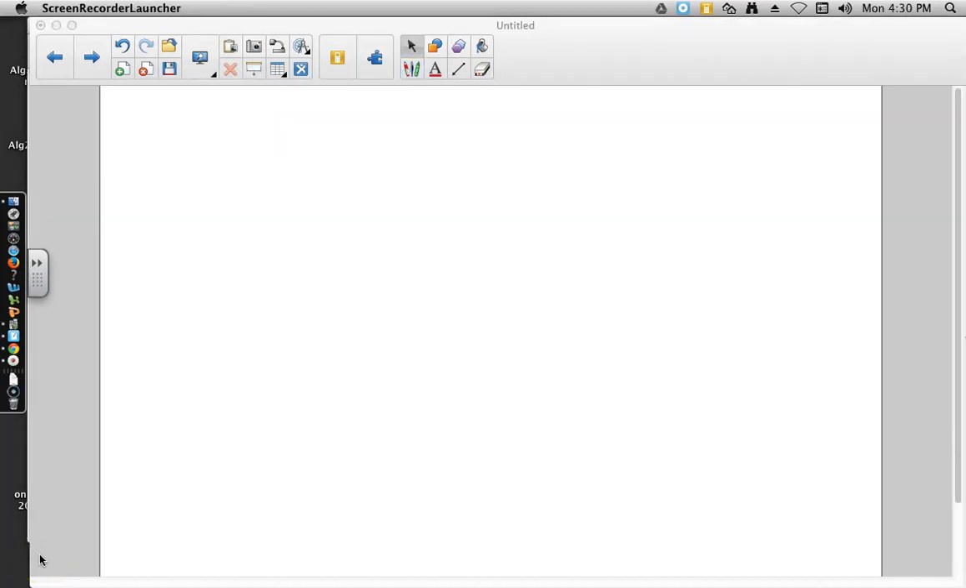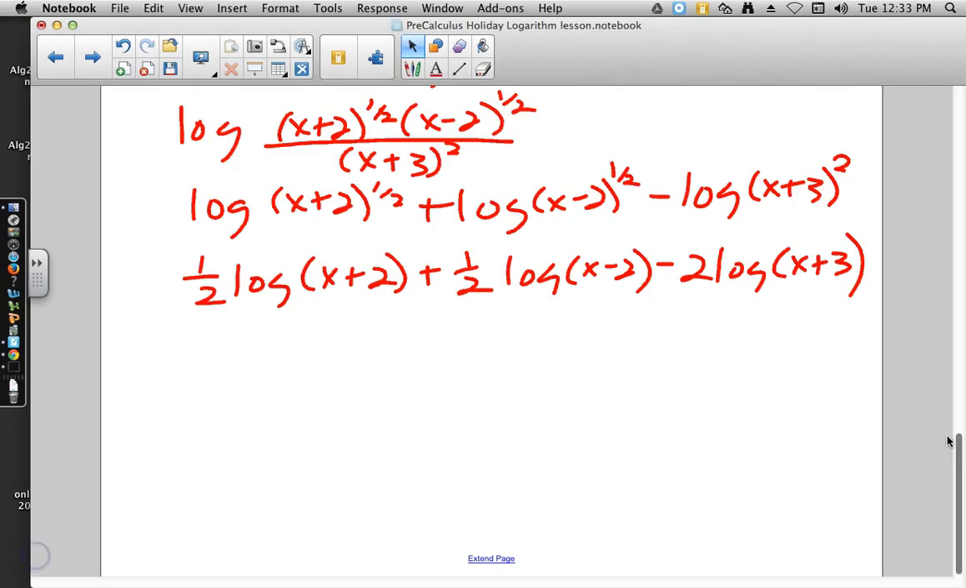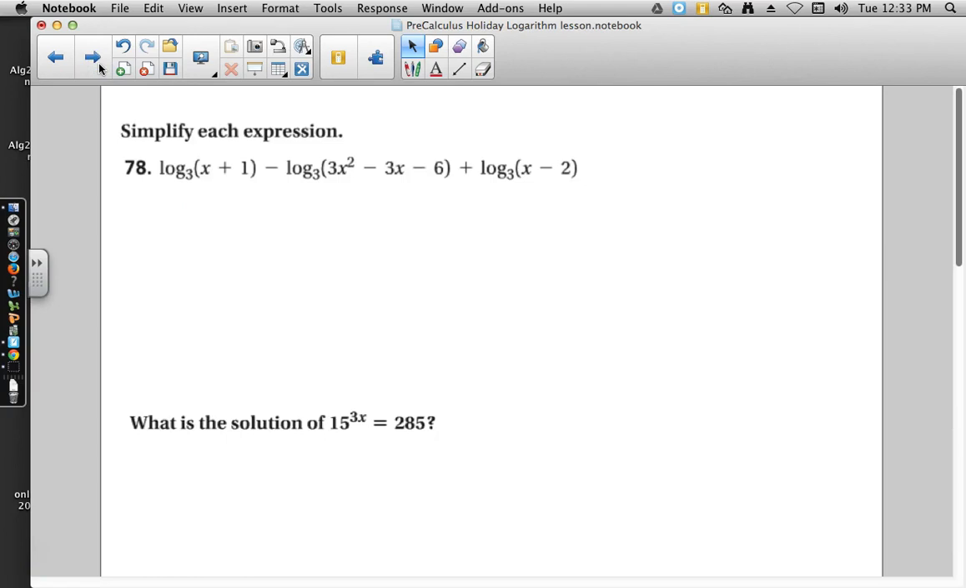For number 78 on the next page, the hidden message letter is E. E as in elephant. All right, next one up. Says simplify each expression. And so for 78, I notice this is already expanded. What they're really asking me to do is condense this. And it's quite the monster. So I notice we have subtraction and then we have addition. So that means we're really doing division and then multiplication.